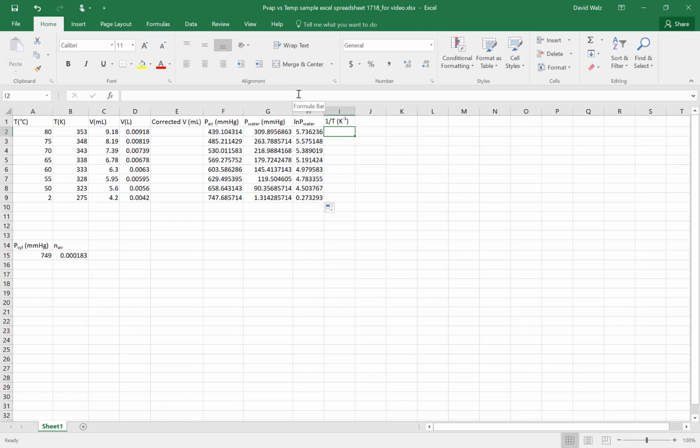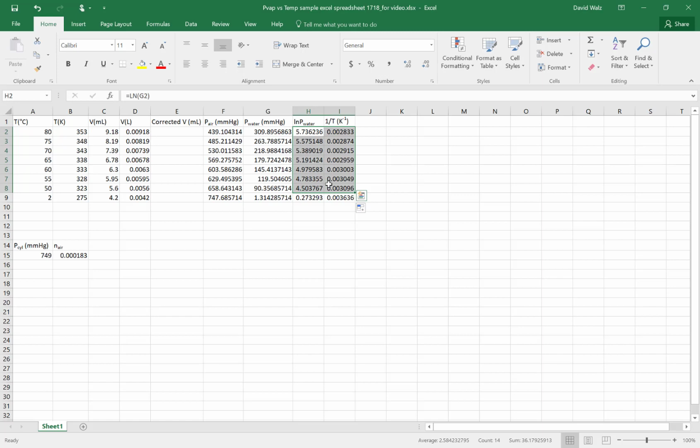And then here we just do the inverse temperature. So I'm gonna go equals 1 divided by, I want the inverse of column B, so I'm going to go B2 here and then hit equals, and then do that for all of them, and then I have my values. So this is what I want to grab.